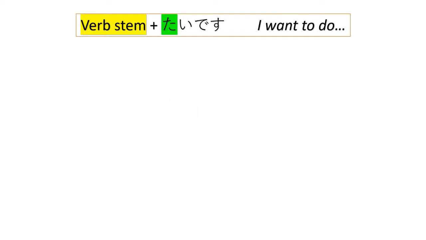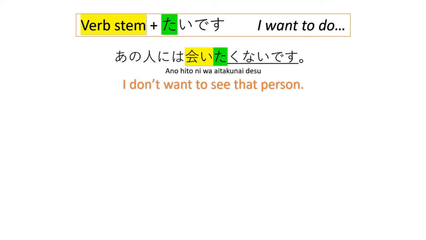Alright, some examples of this conjugation. Ano hito ni wa aitaku nai desu. Aitaku nai desu. So here, kunai desu, it is in the negative. Don't want to see.